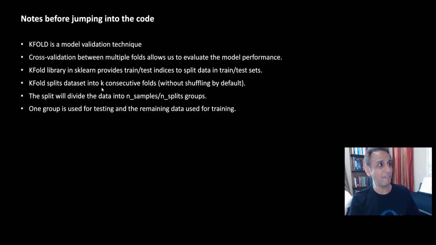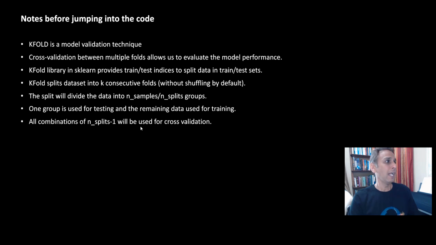And also by default it's consecutive folds. So if you have 500 data points, it's the first 50 and then the next 50 and then the next 50. But you can actually tell the code that you interact with to shuffle the data, in which case obviously the data gets shuffled before the data gets split. And all combinations will be used for cross-validation.